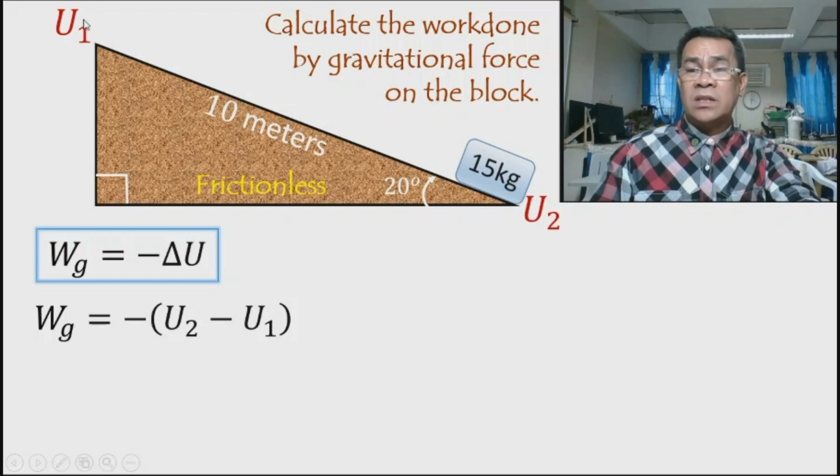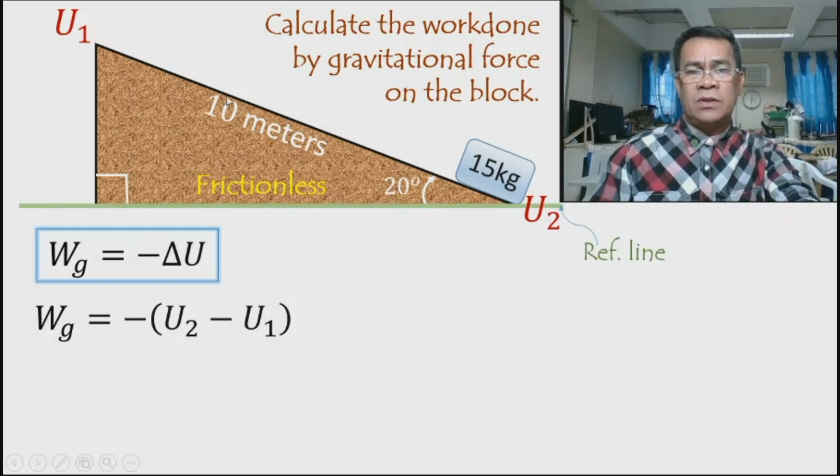So what is U1 and what is U2? Or what is the gravitational potential energy initial and what is the gravitational potential energy final? It should be the position of the block at the lower end. Okay, so to answer this we need the definition of U, the gravitational potential energy. Remember, what is U? U is mgy or mgh.